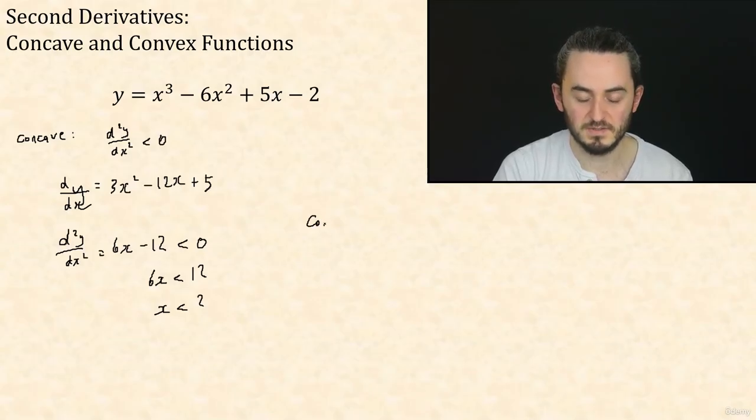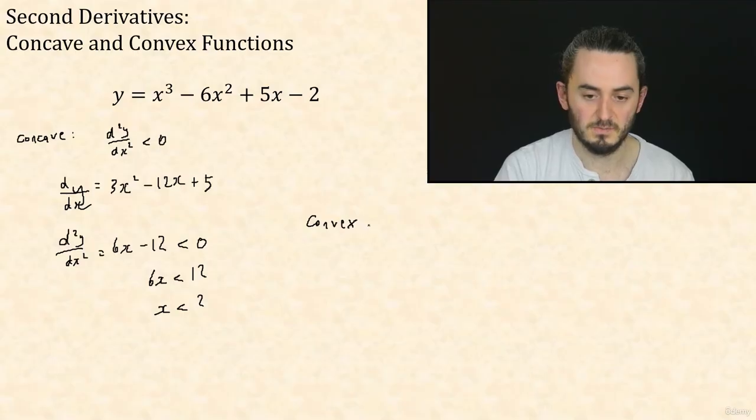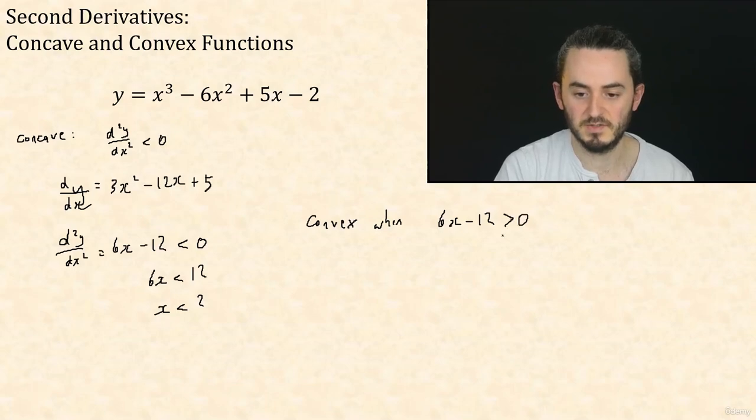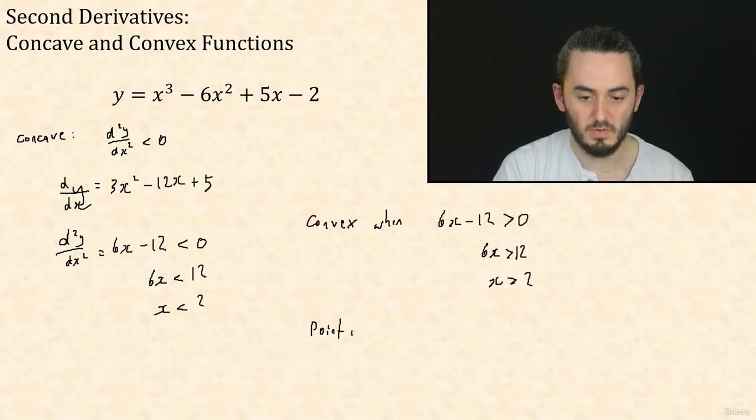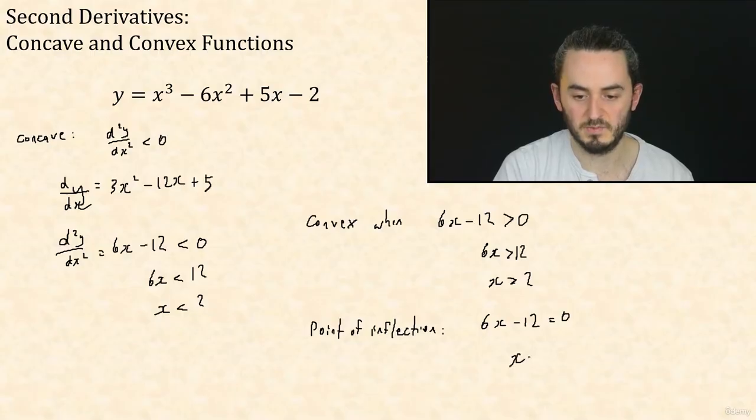When is it convex? It's convex when the second derivative, 6x minus 12, is greater than 0. So it's convex when 6x is greater than 12, and when x is greater than 2. And the point of inflection is when it changes from one to the other. And so that is when the second derivative, 6x minus 12, equals 0, and that's when x is 2.